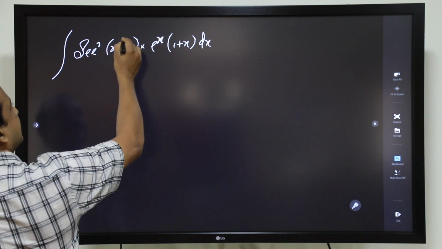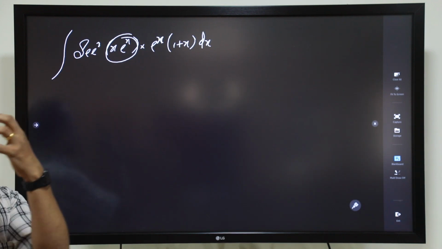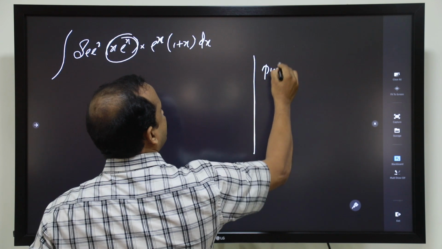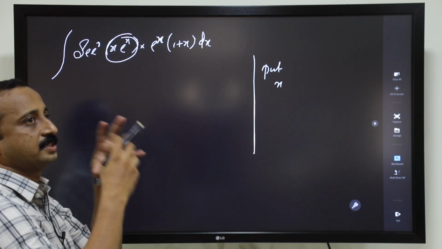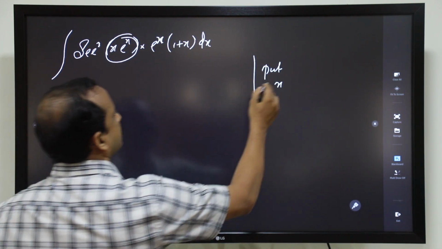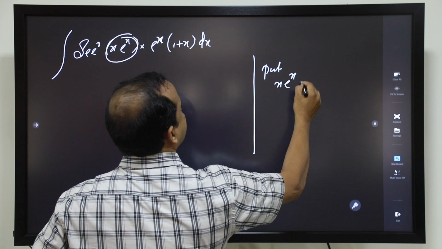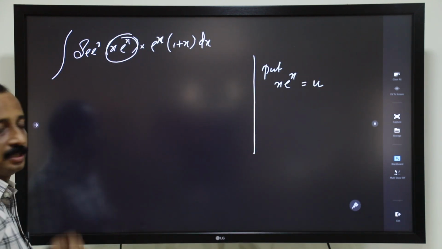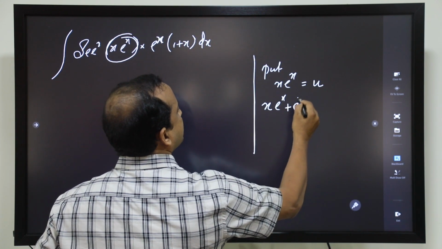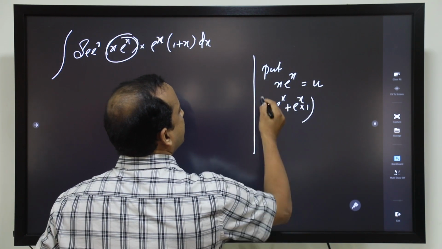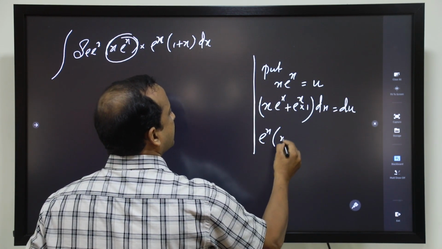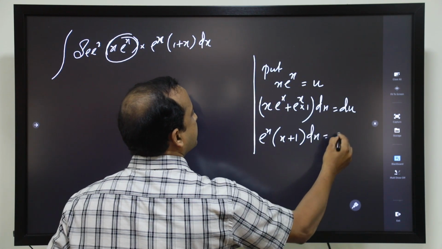Here, in sec square x, the x corresponds to the term x e raised to x. So we put x e raised to x, because it is the function contained in the sec square function. So we put x e raised to x is equal to u. Then find its derivative using the product rule: x into the derivative of e raised to x plus e raised to x into the derivative of x, which is 1, into dx equal to du. Here e raised to x is common, so e raised to x into x plus 1 into dx is equal to du.